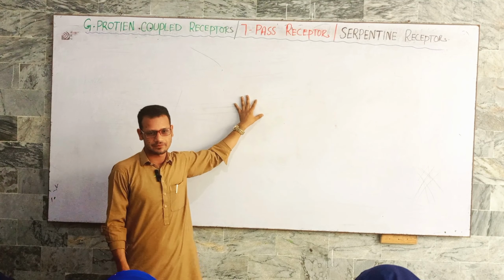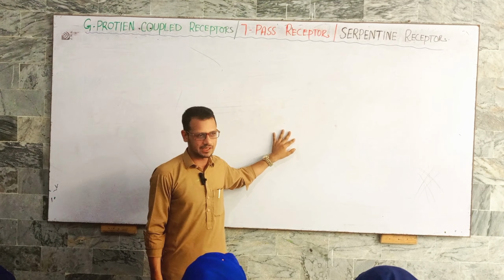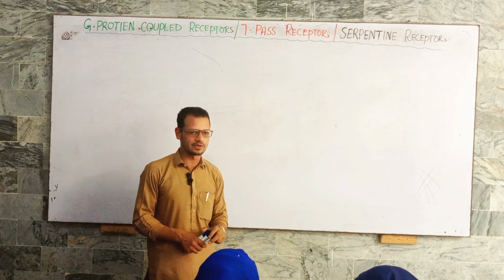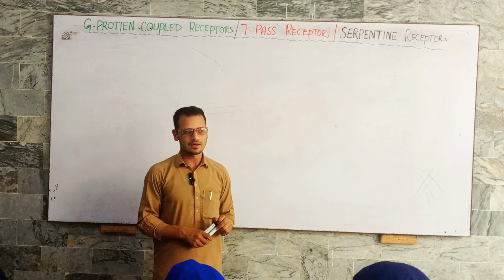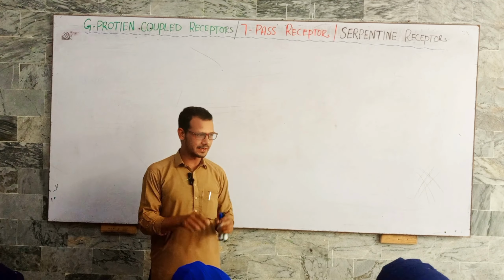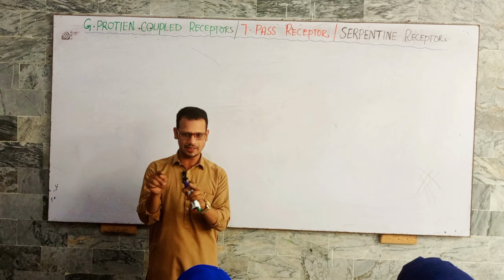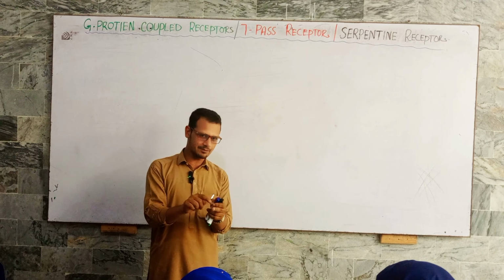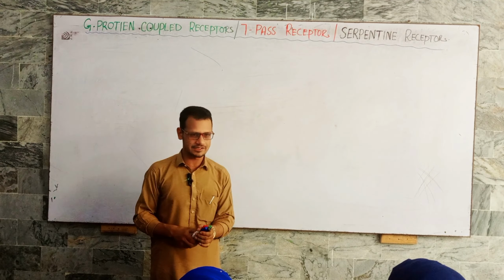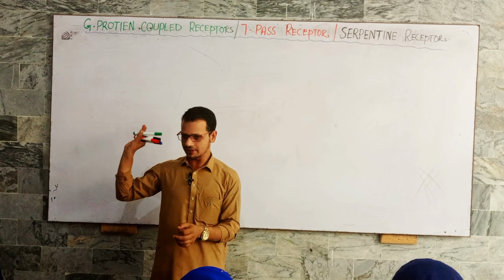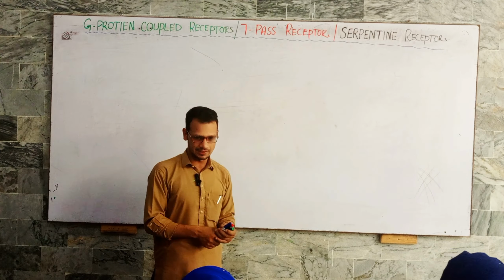7-pass receptors, also known as serpentine receptors or G protein coupled receptors. Why is it called a G protein coupled receptor? Because this 7-pass receptor has coupling of proteins, and the proteins have GDP, guanosine diphosphate, attached. Guanosine diphosphate or guanosine triphosphate makes it a G protein, and it is attached with the 7-pass receptor, so it is called a G protein coupled receptor.